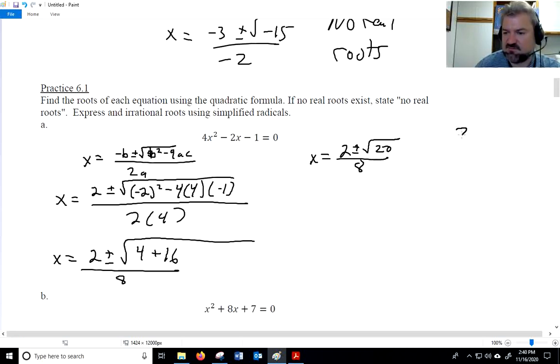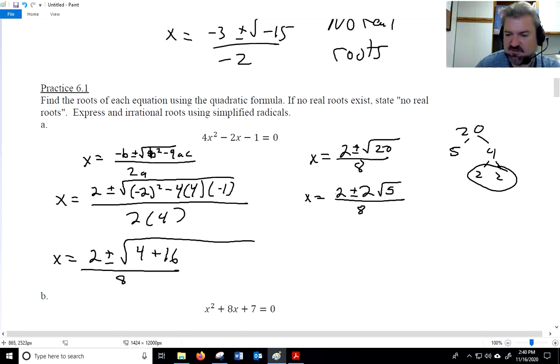Now, I can't take the square root of 20 as a rational number. It's not a perfect square, but maybe we can simplify it. 5 times 4. 4 is 2 and 2. So I got a pair of 2. So I can make this 2 plus or minus 2 comes out, root 5 all over 8. And remember I said you have to be able to divide this, this, and this all by the same amount. I can divide them all by 2. So 1 plus or minus root 5 all over 4. And so those are our two answers: 1 plus the square root of 5 over 4 and 1 minus the square root of 5 over 4.